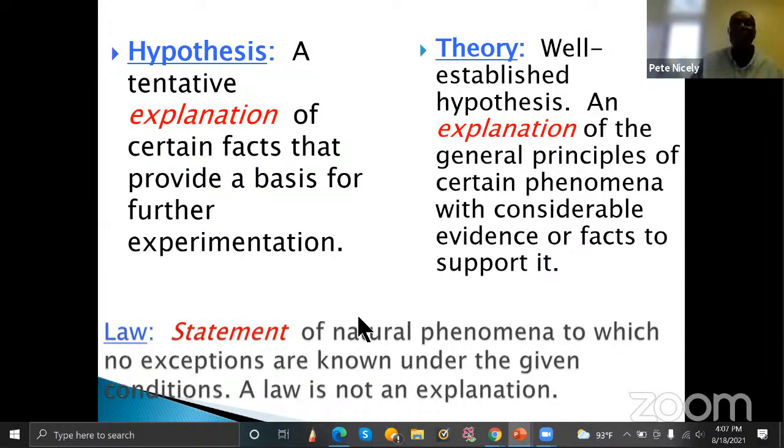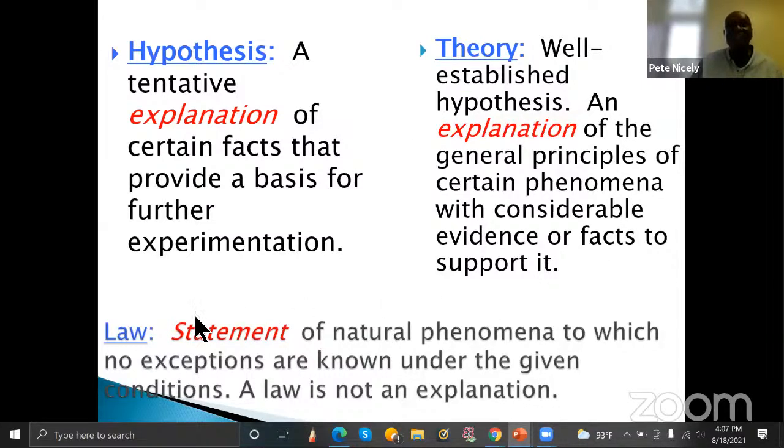And then those two things are different from a scientific law, which is basically a statement of what is observed, for which there are no exceptions given under the given conditions, all right? Key thing you need to remember here is that the law is not an explanation. The law is basically a statement of what is observed. The explanation actually lies in the theory, all right?